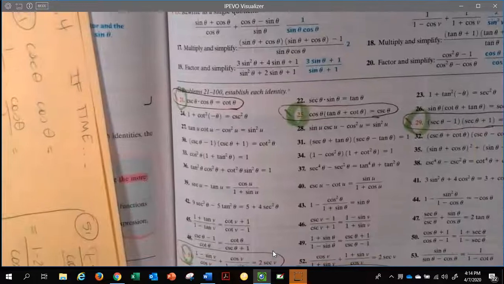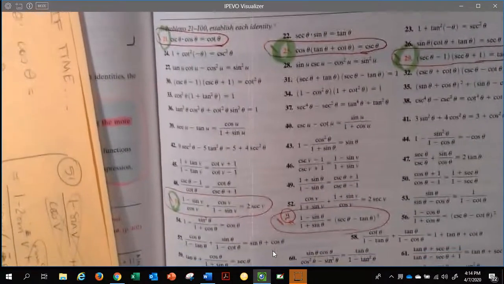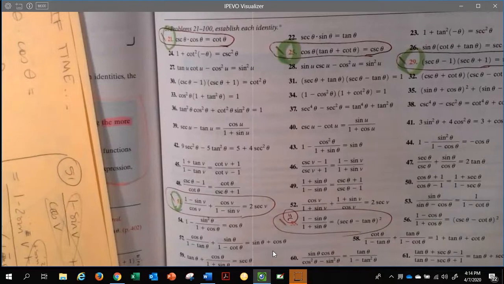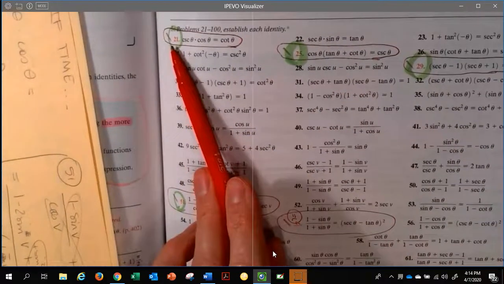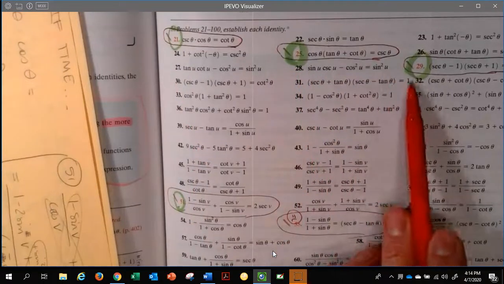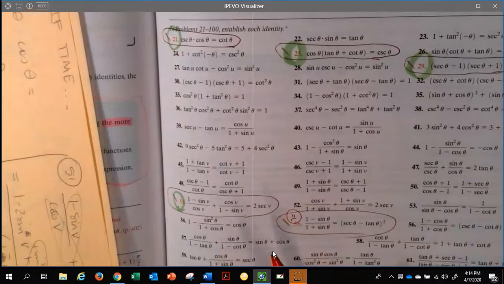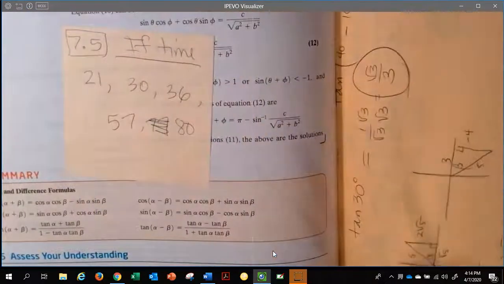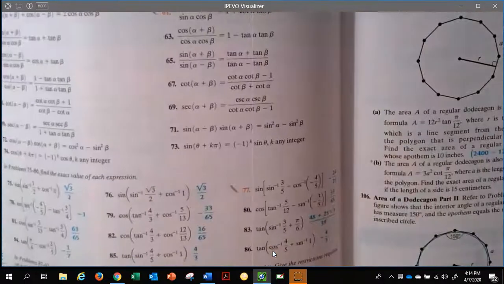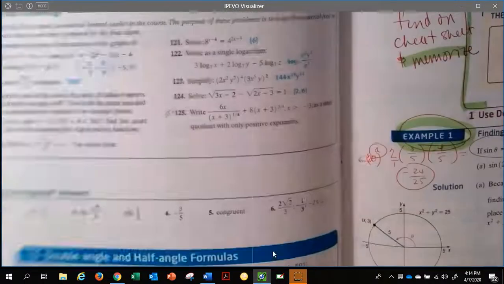Back on 7.4, I highly encourage you to know how to do these that I circled on page 485: 21, 25, 29, and 51. I would know how to do those also. Sorry about going backwards there. That finishes 7.4 and 7.5.